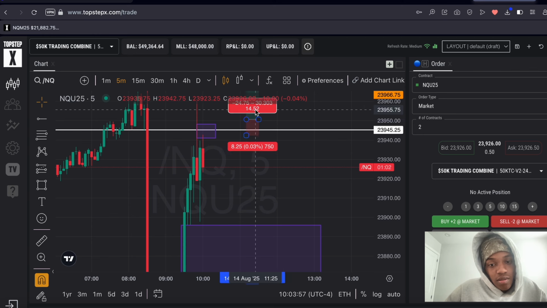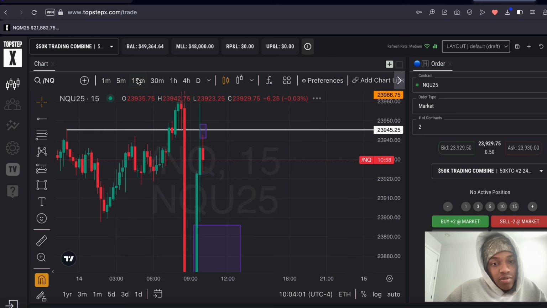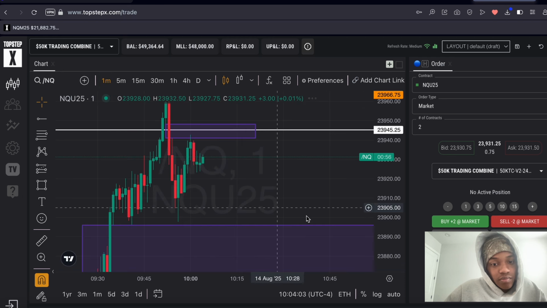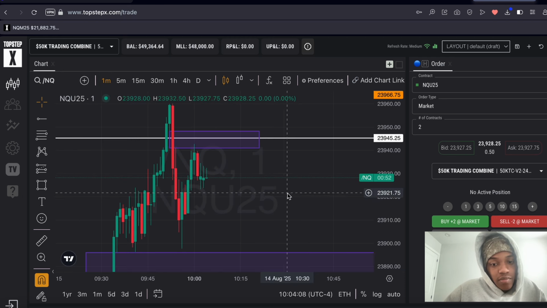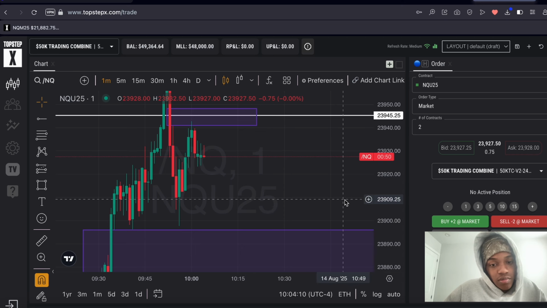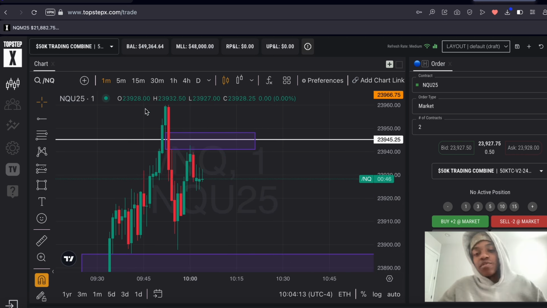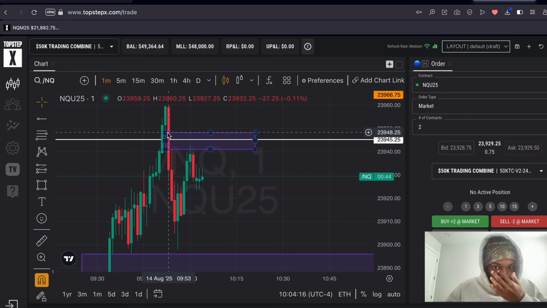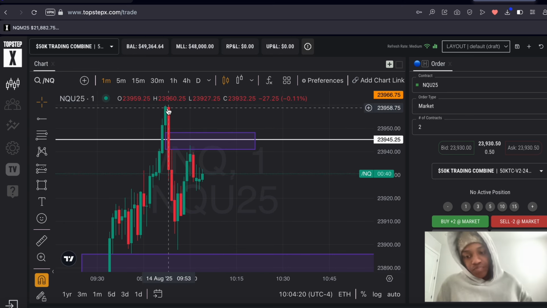So let's just take this trade out the box, because I'm pretty sure this was already a respected fair value gap. So this could most likely be looking to plummet. But again, I can't say plummet because this is on the 1 minute, so you don't want to just go based off the lower time frames. You feel me?